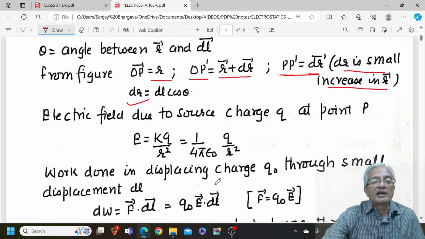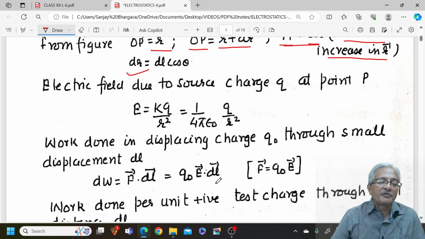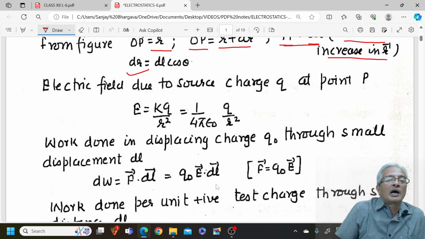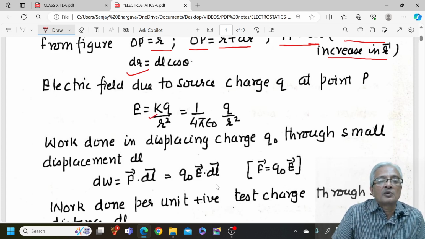Now what would be the electric field due to the source charge? The electric field would be given by kq upon r square. K can also be written as 1 upon 4 pi epsilon 0, and the electric field becomes 1 upon 4 pi epsilon 0 q upon r square.